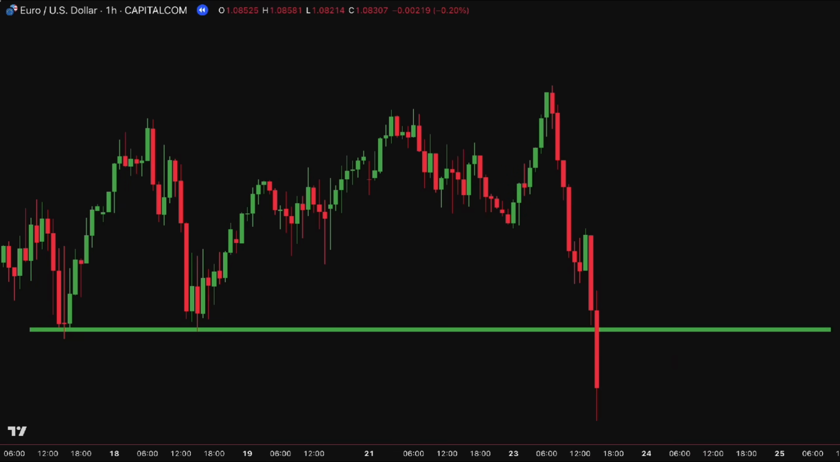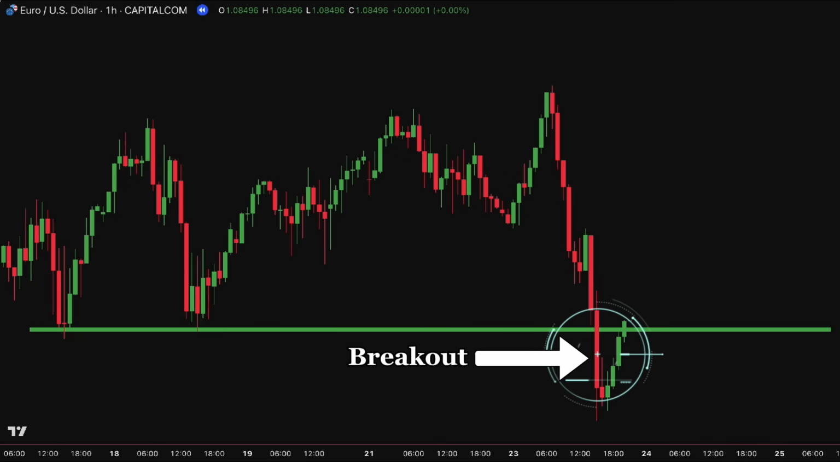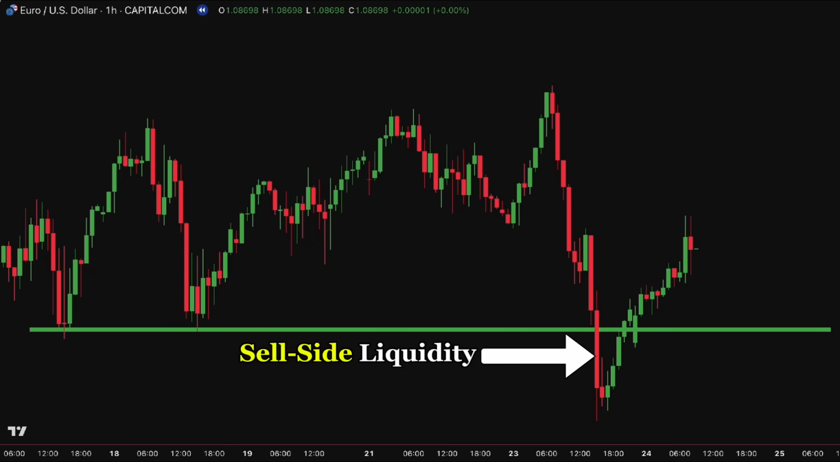Watch this example. Price breaks below a recent low, sell stop orders are triggered. Then price quickly reverses to the upside. This was a sell-side liquidity sweep. It was designed to trap early sellers and provide smart money with better entry prices.